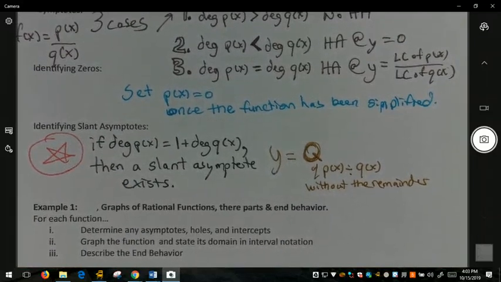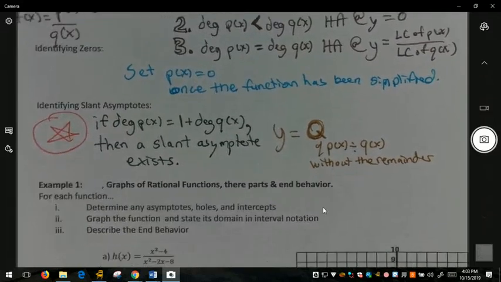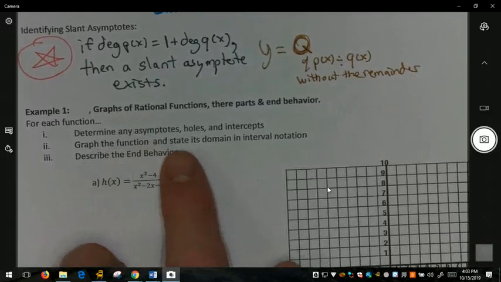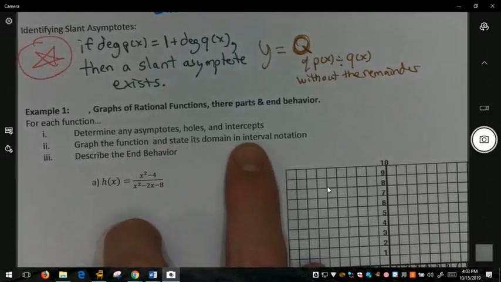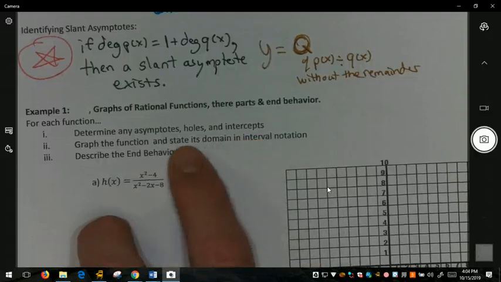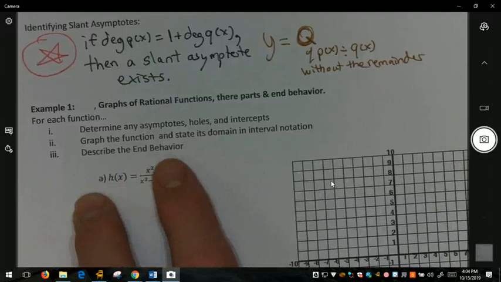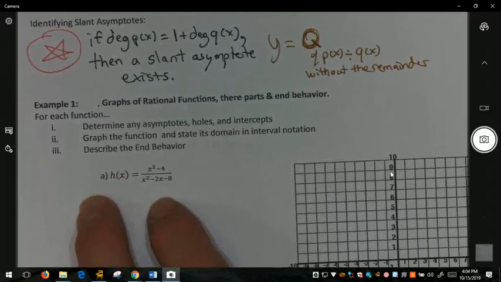In the next video clip, I will go through the examples on how to graph each of these. Please stay tuned to the next clip to see examples on how to find the asymptotes, holes, intercepts, including the y-intercept, stating the domain in interval notation, which shouldn't be new, and describing the end behavior in limit notation for rational functions.